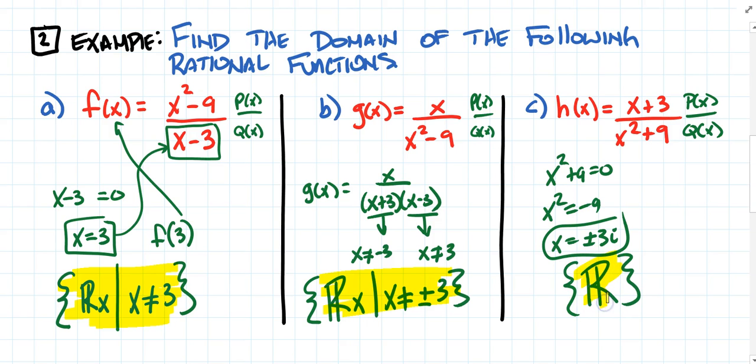All real numbers, meaning that I'm allowed to evaluate this function for any real number that I want, because I'm never going to get a 0 in the denominator.